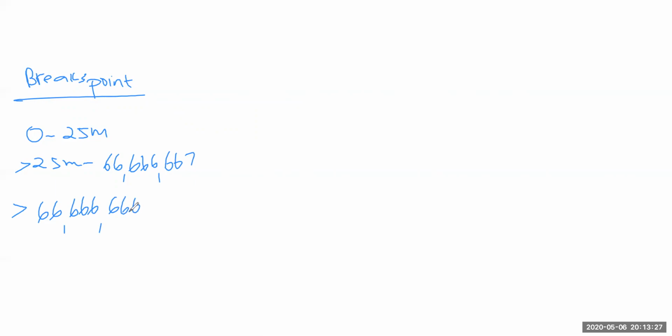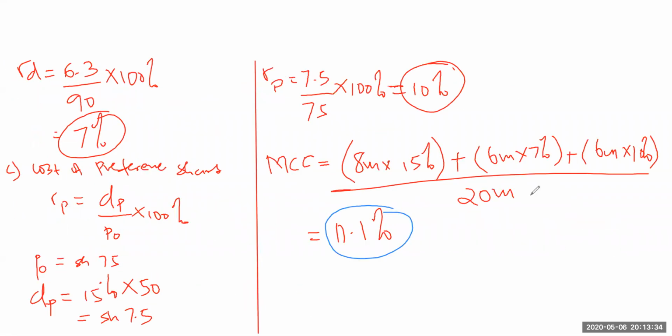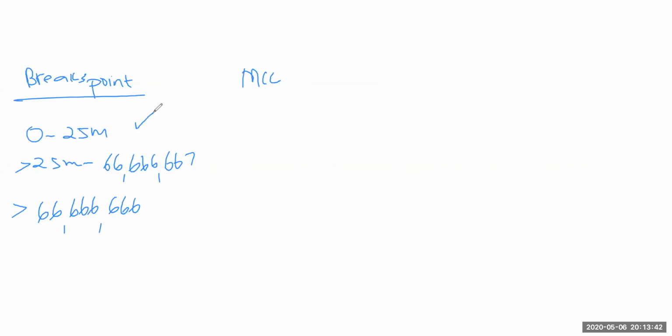Now let's see the MCC, just to illustrate the point. If you remember, we have done the previous example, the 20 million. Don't forget, 20 million is between 0 and 25 million, so the cost is 11.1%. So in this first break, between 0 and 25 million, any money you're going to raise, the cost will be at 11.1%. This is just for analysis, you don't need to do that.